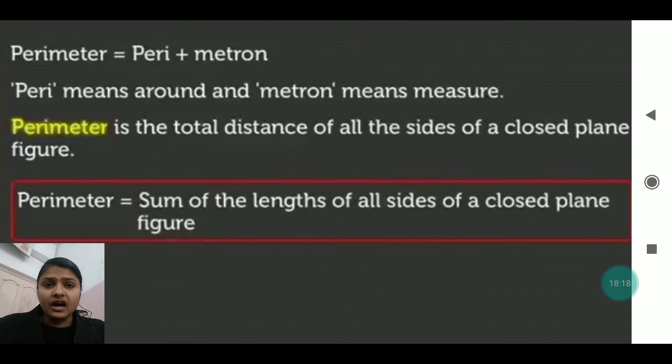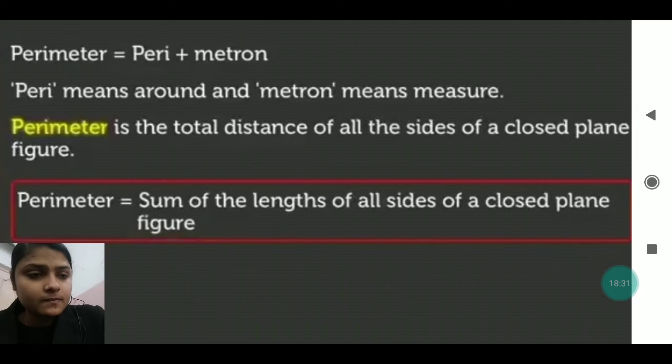Peri means around and meter means measure. That is perimeter, meaning around. The measurement around, that is, the whole boundary measurement, is known as perimeter. Now let's move on.